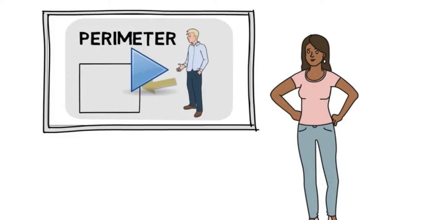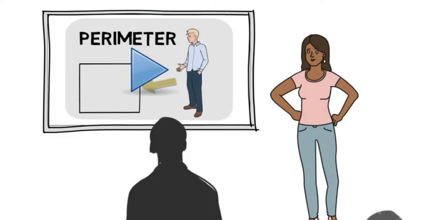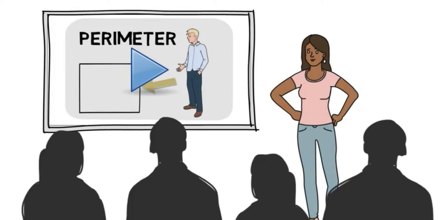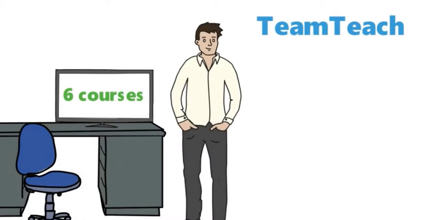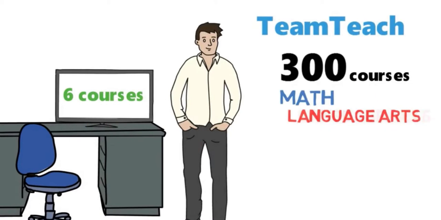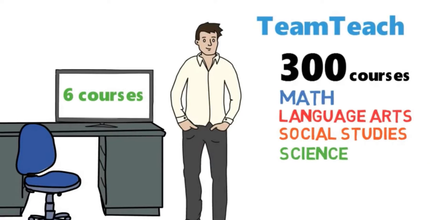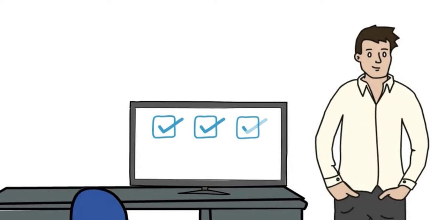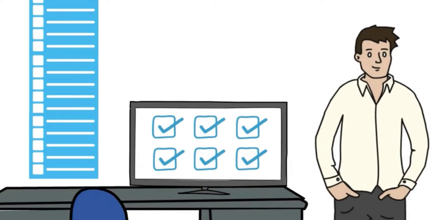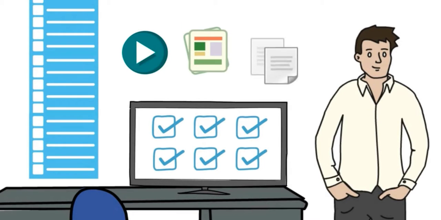TeamTeach allows teachers to access over 50,000 educational videos, which are available in the Acellus course library. Teachers can present videos to their class and then involve the class in group discussions on the topic, fostering collaboration between learners. Teachers using TeamTeach have access to up to 6 courses at any given time and can choose from over 300 courses in all core areas, along with specialty courses such as career and technical education, AP classes, and electives. Once the teacher has selected their courses, they will have access to all of the steps in the course, including the videos on each concept, the lesson assessments, and exams.